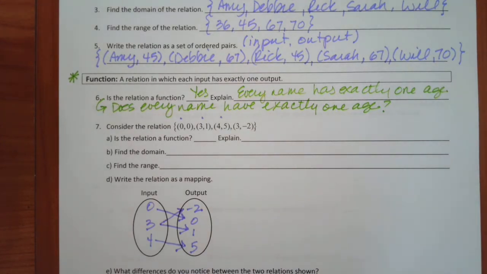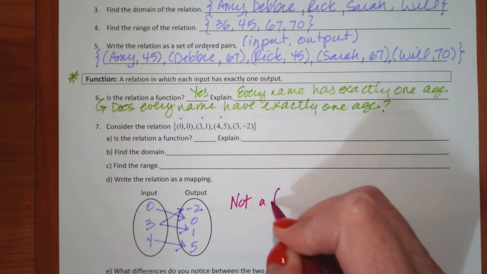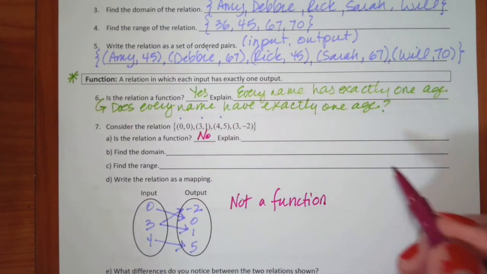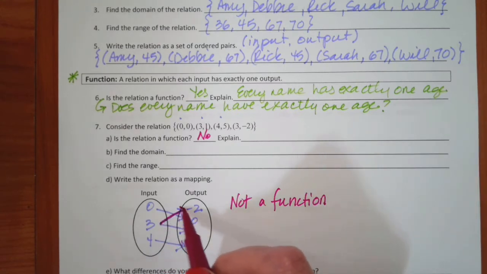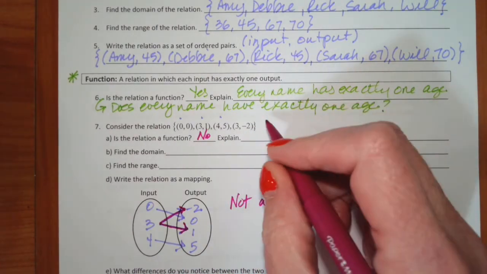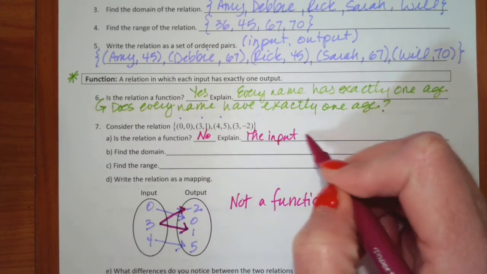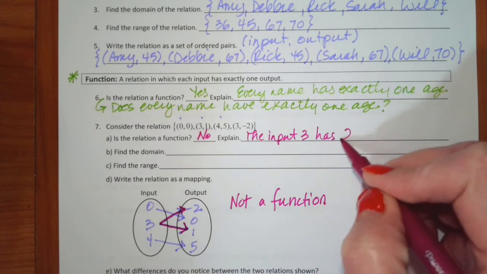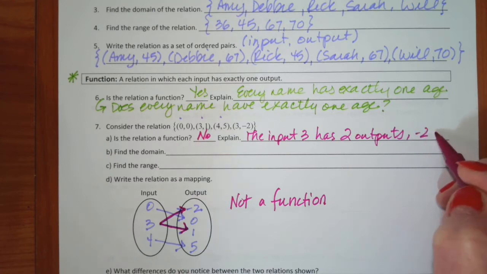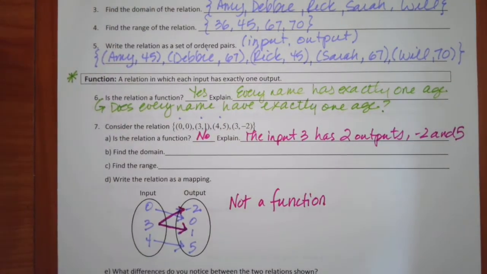Well, the answer is no, it is not a function. Why? Because an input of 3 has 2 possible outputs. So we can write that as our answer here. The input 3 has 2 outputs, -2 and 5. So that is what prevents it from being a function.